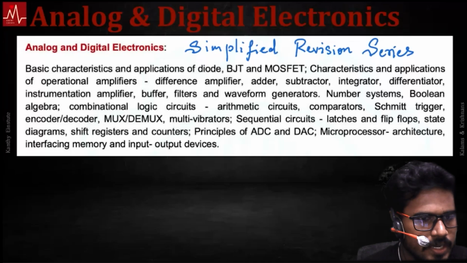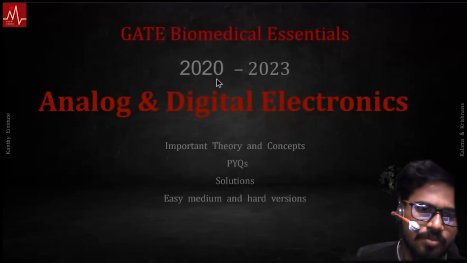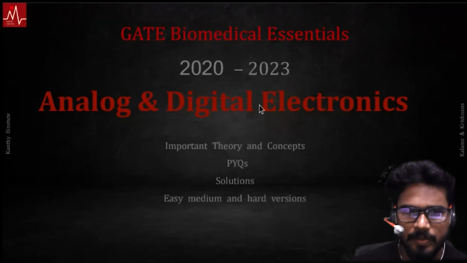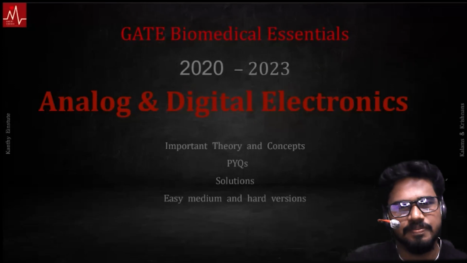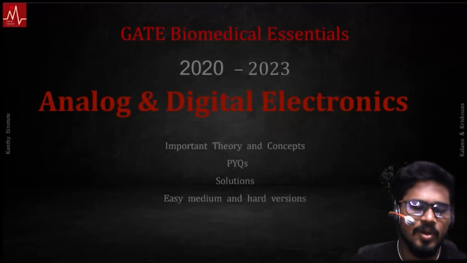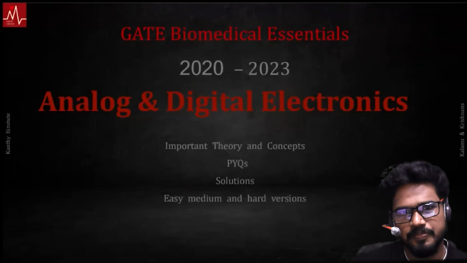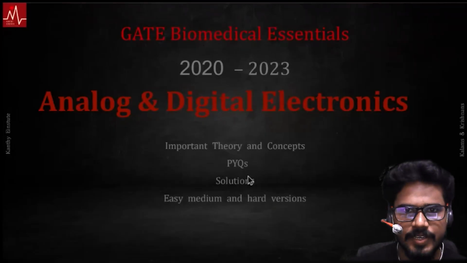So today we are looking at analog and digital electronics. For each subject we are looking at 4 years of PYQs, starting from 2020 to 2023. Quite bare minimal concepts, and the PYQs are sequenced in an order of increasing difficulty. We start from easy questions, then see how details are added on top of each other and how the questions are made complicated. We look at PYQs in increasing layers of complexity, we solve them, and we discuss related issues.